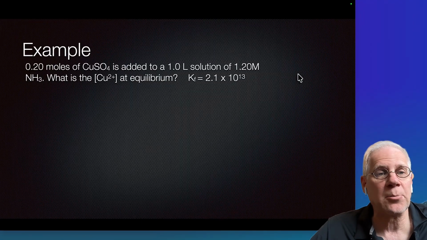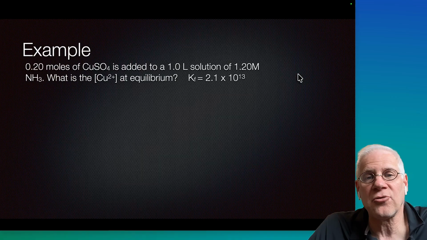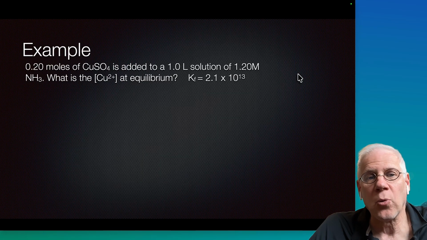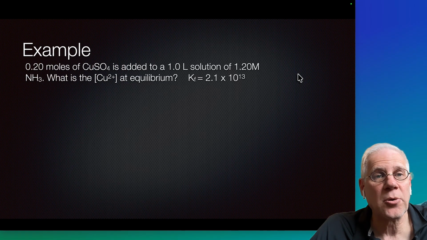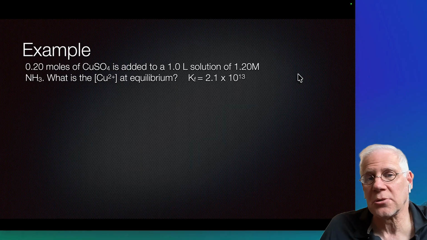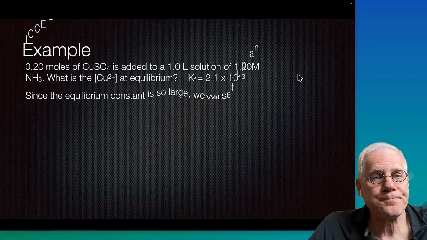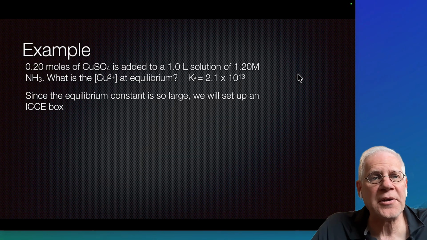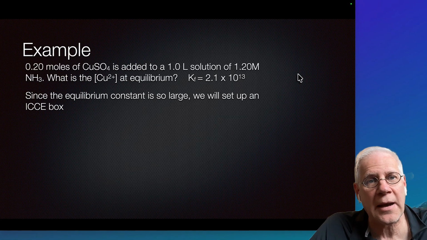So let's look at an example. We're going to take 0.2 moles of copper sulfate, and we're going to add that to a 1 liter solution of 1.2 molar ammonia. We want to know what is the concentration of the copper at equilibrium. So in other words, how much copper is not going to be complexed in that solution. We have the Kf here of 2.1 times 10 to the 13th. Now, because this equilibrium constant is so large, it's very difficult to do with an ICE box. And this is because of the way calculators work.